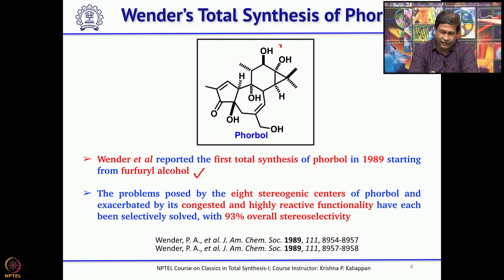You can see the whole ring here has stereocenters, so highly contiguous stereocenters. And he used a very interesting reaction called the oxidopyrylium-alkene cycloaddition reaction. It's sort of a 5+2 cycloaddition reaction. I will come to that when I talk about the retrosynthesis as well as the synthesis. This is a very, very interesting synthesis.